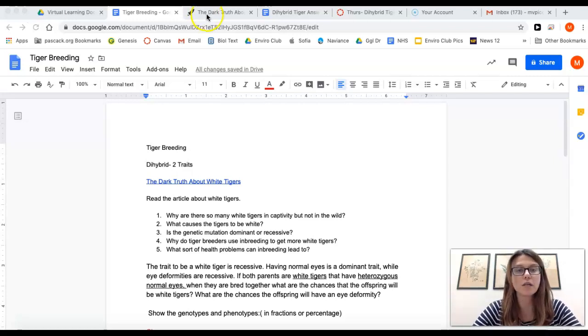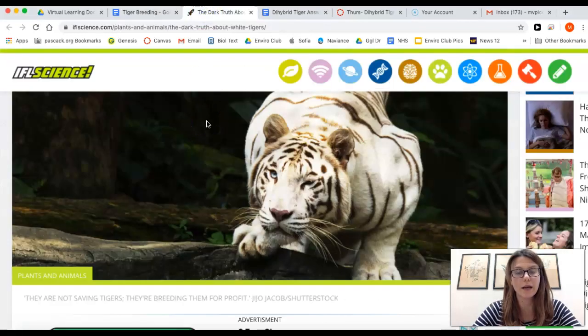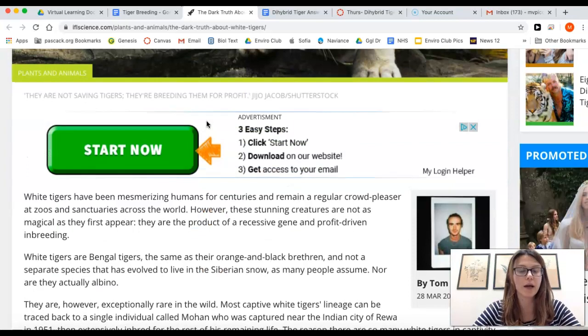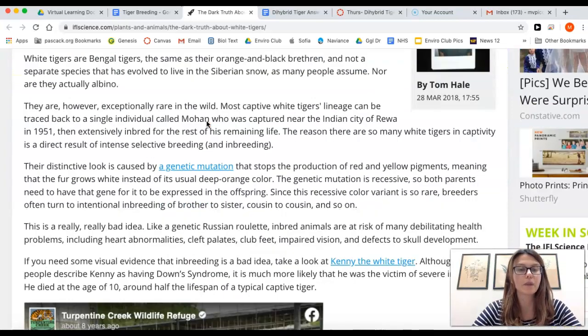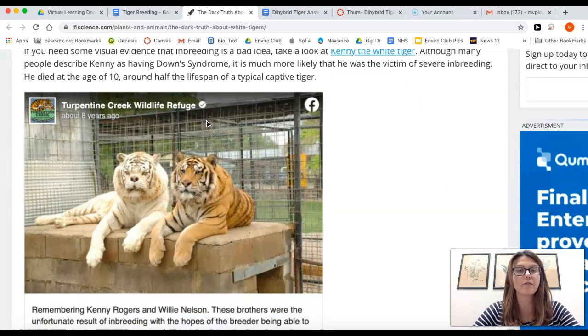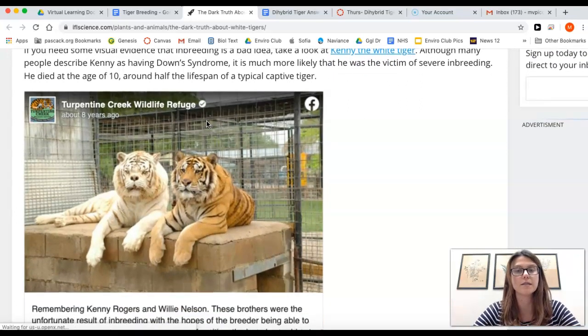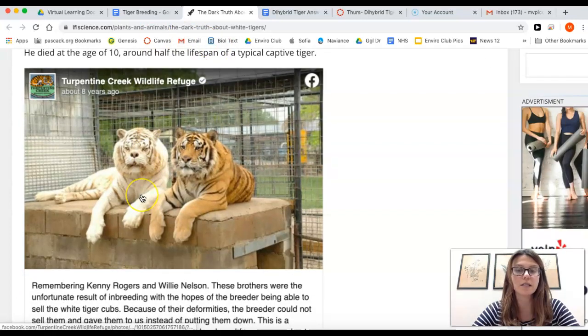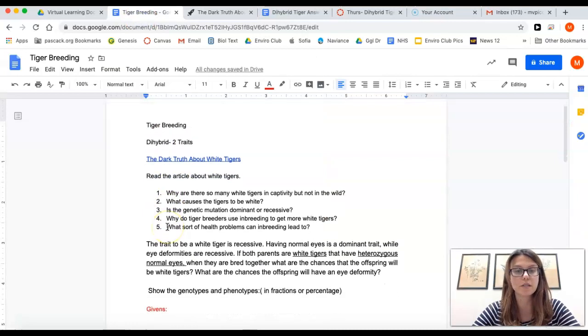I had you read an article about white tigers, and what happens with them is that because it's such a rare trait, a lot of times they're inbred, and the trait for that white coat is recessive, but also a lot of deformities such as their eyes are also recessive. Here you can see the difference between an inbred white tiger and a regular tiger that has a little bit more genetic diversity.